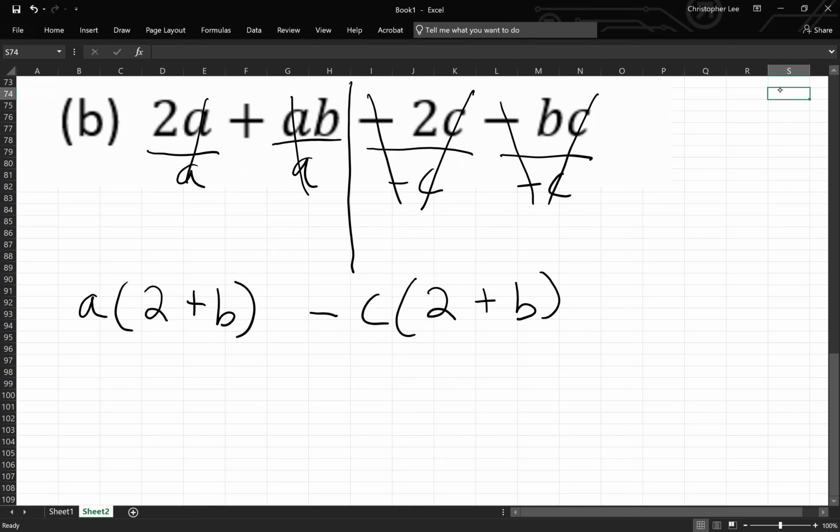One more time, greatest common factor. I'm going to factor out that 2 plus b. And what's left over? A minus c. And that's it. Any questions on this? Anybody?